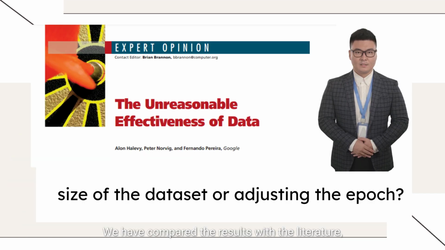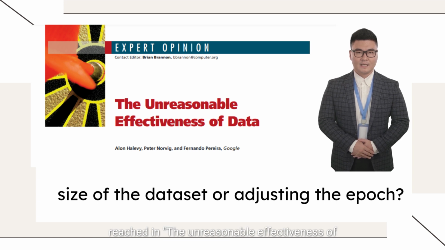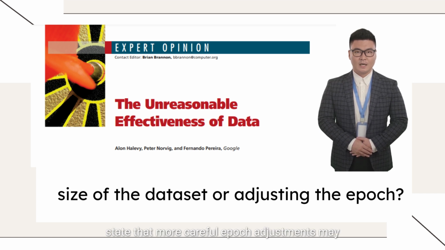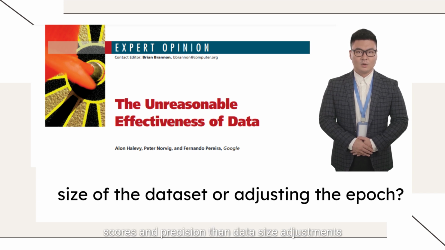We have compared the results with the literature, and our findings differ slightly from the conclusions reached in The Unreasonable Effectiveness of Data, which emphasizes the importance of the dataset size. However, our experiments state that more careful epoch adjustments may have a more significant impact on F1 scores and precision than data size adjustments alone.